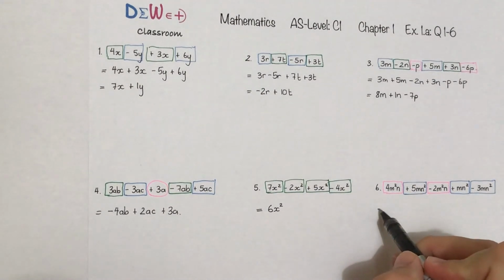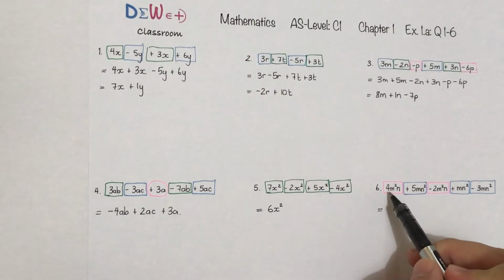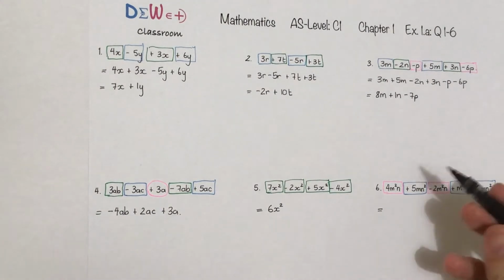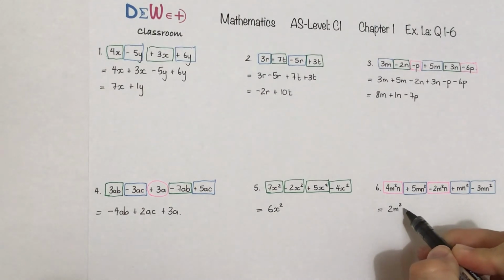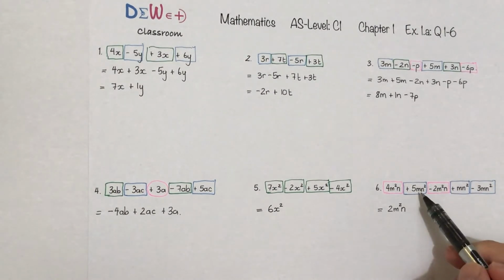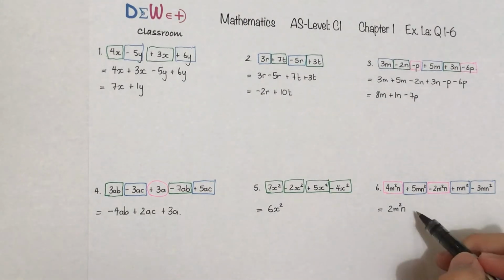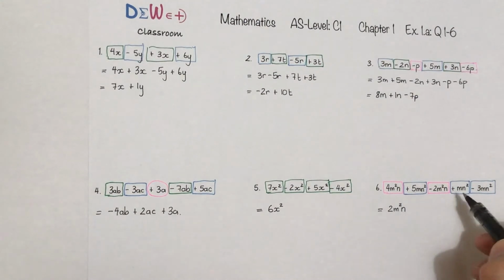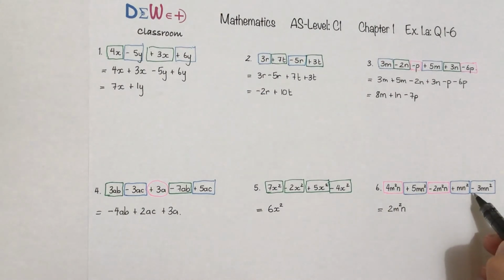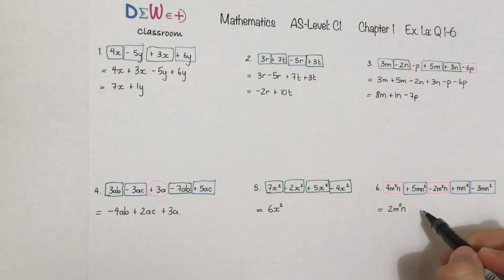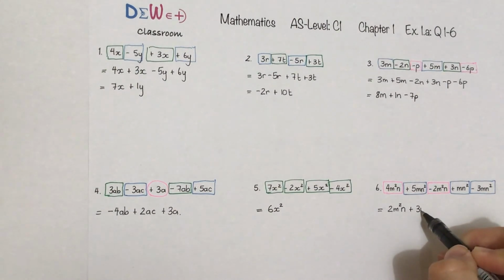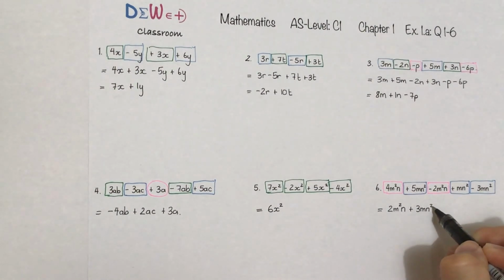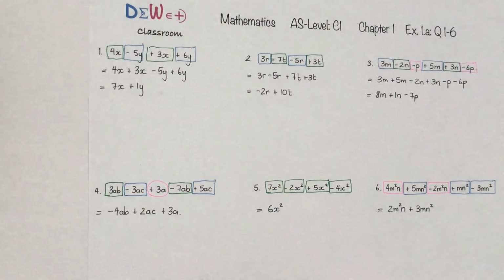So, like terms, we start with the pink. Plus 4 minus 2 will give us 2m squared n. We move over to the blue squares. It is plus 5 plus 1, which is 6mn squared, minus 3mn squared gives us plus 3mn squared. And that's how simple that is.